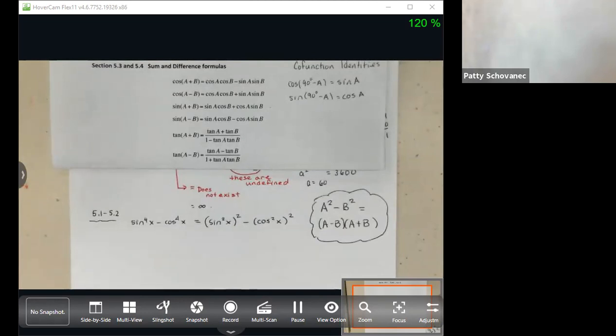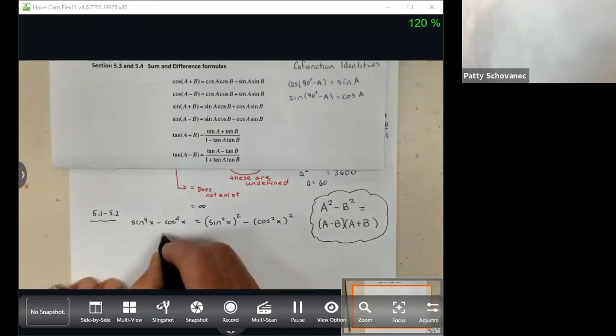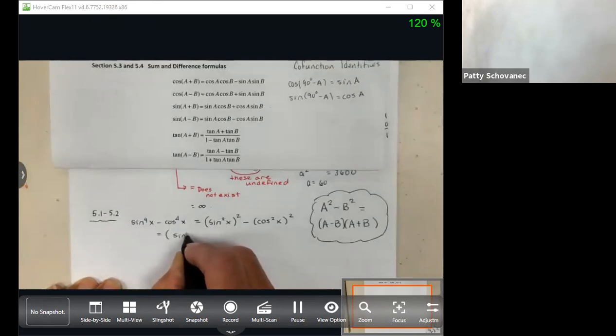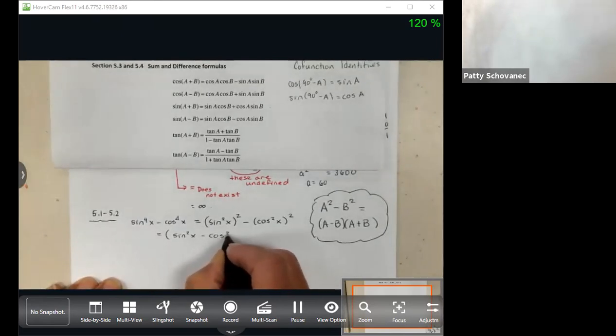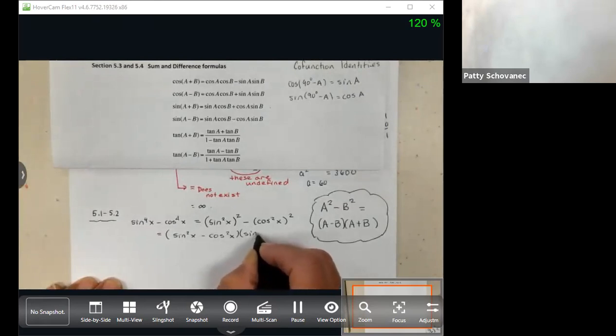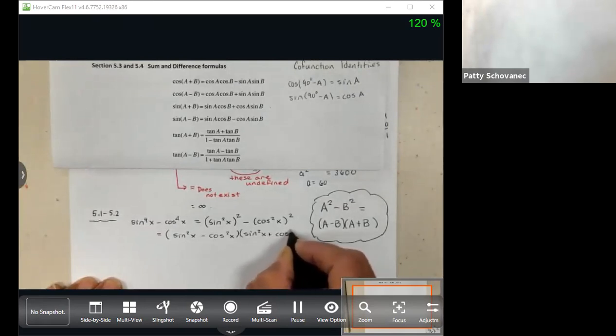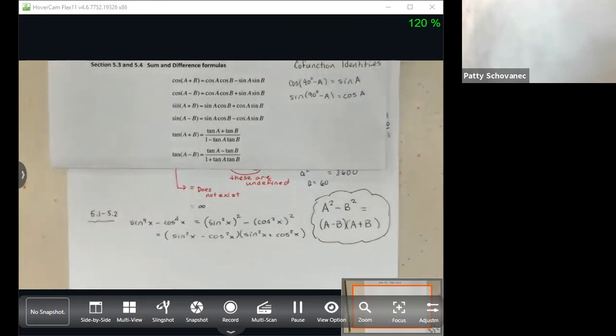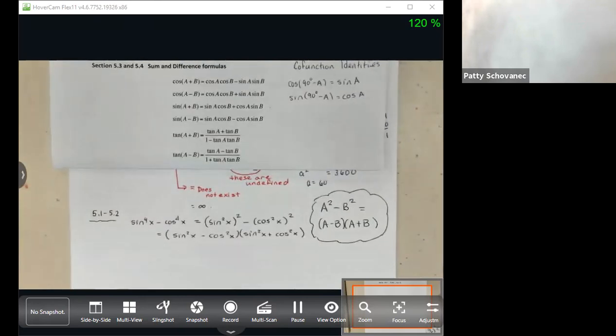Okay, so this is the difference of squares where a is going to be sine squared and b is going to be cosine squared. So I should be able to factor this as sine squared minus cosine squared times sine squared plus cosine squared. Okay, then we can write this in terms of a single trig function after we recognize that expression in the second parentheses. What is sine squared plus cosine squared? That's 1.